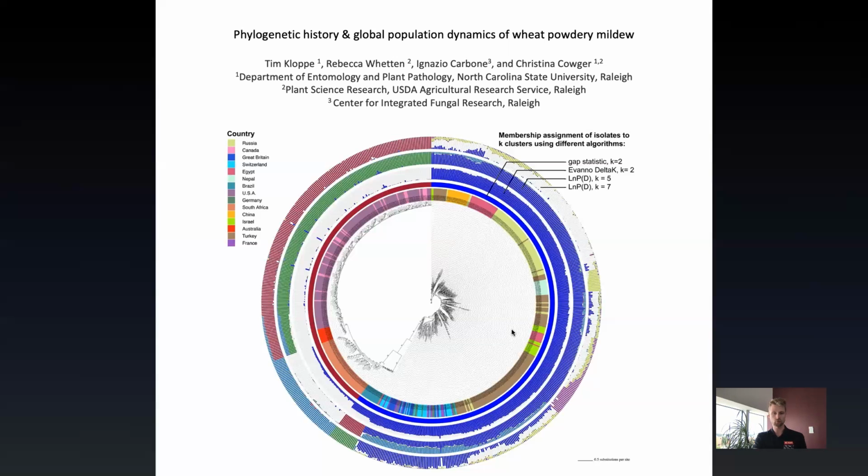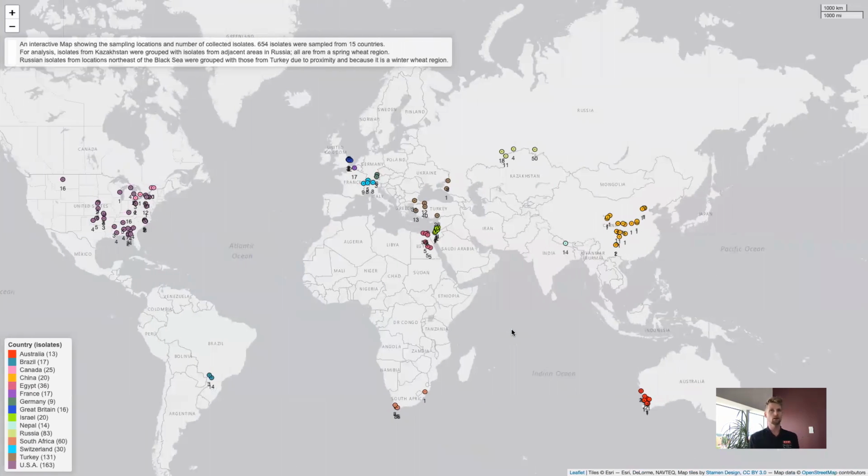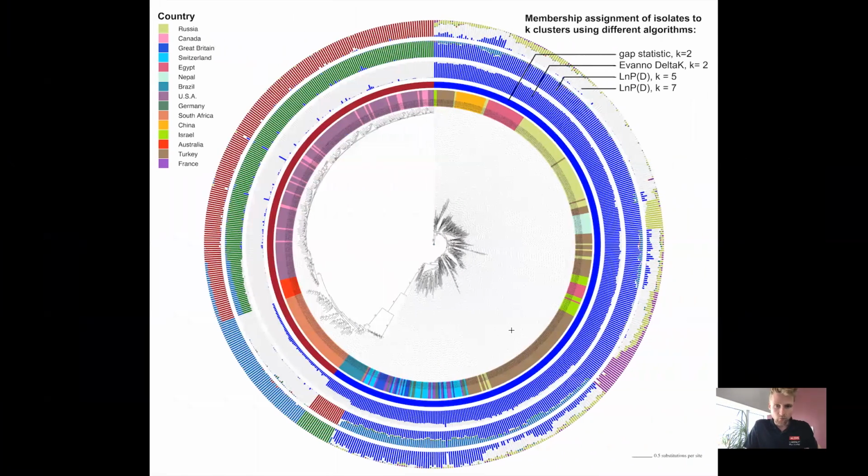Today, I want to show you how we inferred phylogenetic history and population genetic structure using three methods, one being the maximum likelihood phylogenetic tree inferences, two, principal components analyses on the genetic data, and three, being clustering algorithms using different methods. And I would say, jumping right into it, we look at the phylogenetic tree overlaid with the clustering algorithm output as rings outside the tree.